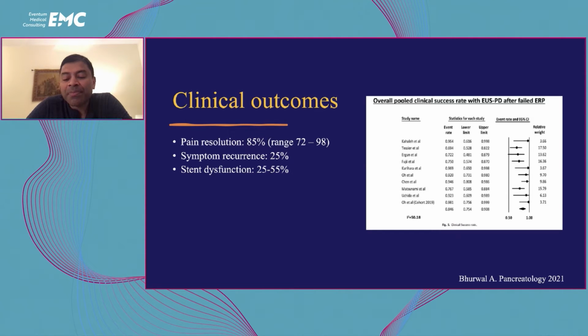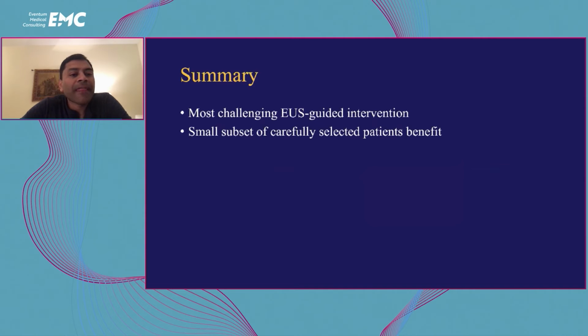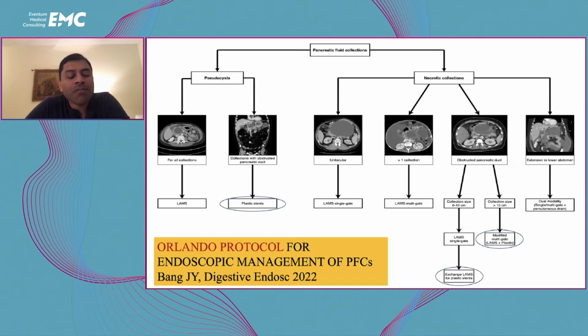If stent dysfunction happens, it's important to go by the side of the stent, pass a guide wire into the pancreatic duct, remove the existing plastic stent, and replace it with another new stent. So in summary, EUS-guided intervention in the pancreatic duct is actually the most technically challenging EUS procedure, but it can be done in a small subset of carefully selected patients who will benefit from this intervention.